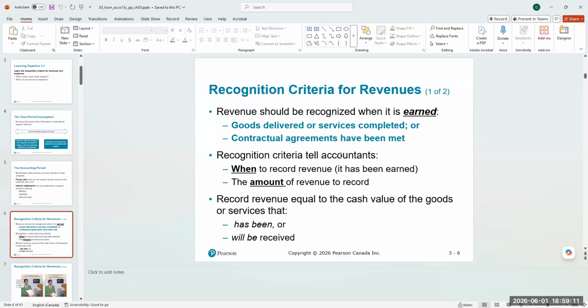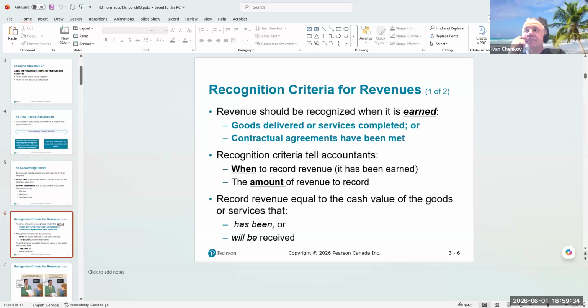Theoretically, no. Practically, they also can. What do they have to do in order to recognize the revenue? Bring a new pizza. Once I receive the goods, once the goods are delivered or the service is complete, then they can recognize the revenue. Make sense?